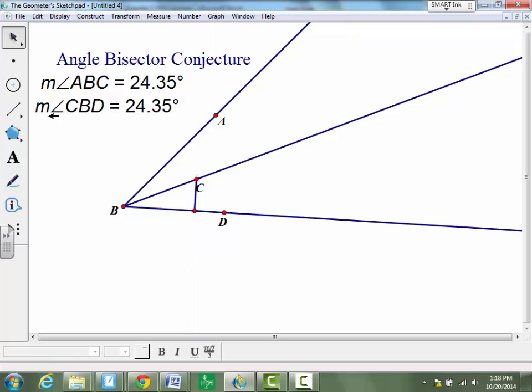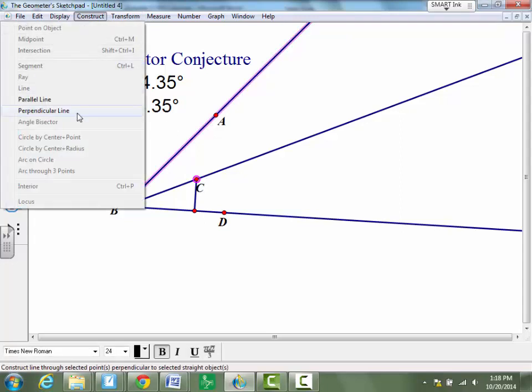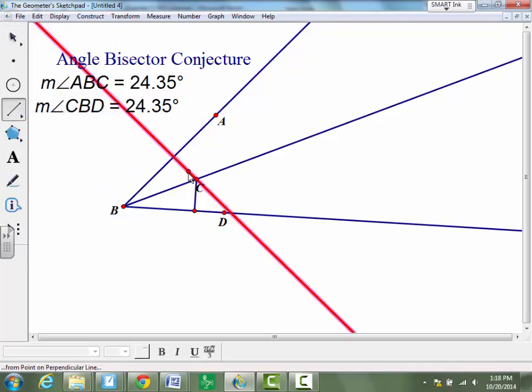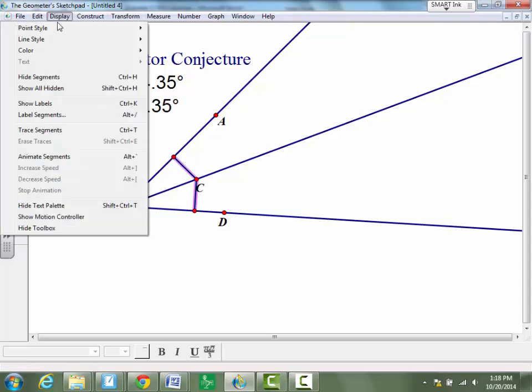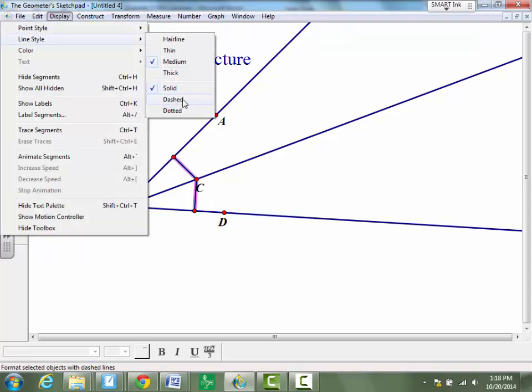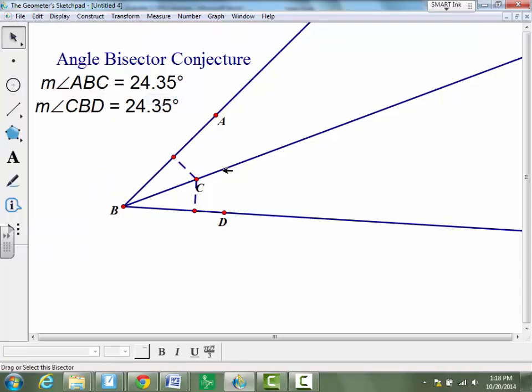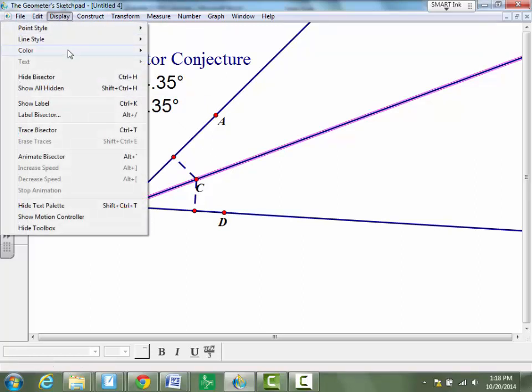And then same thing on the other side, construct a perpendicular through C to ray AB. And again, I just am concerned about that part there. And I'll hide that. I'm going to clean this up a little bit. I'm going to show these two segments, display line style. I'm going to show those as being dashed. And I'll even make the angle bisector a different color.